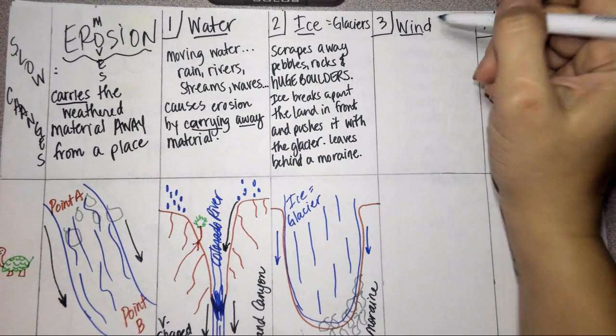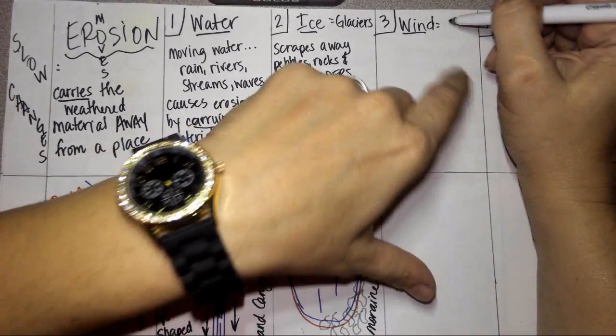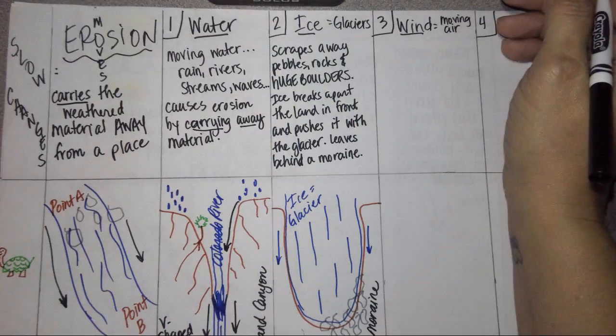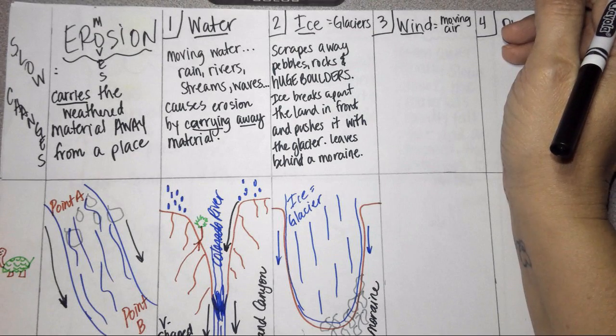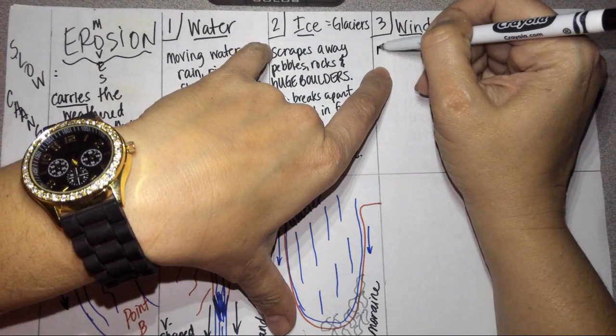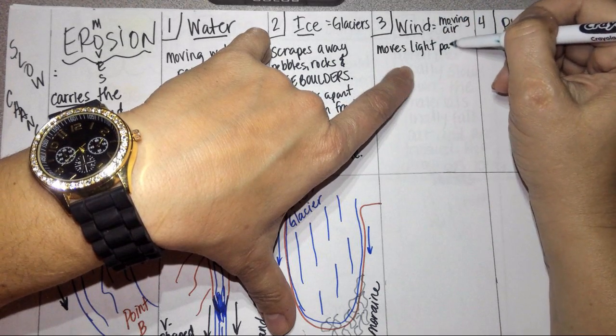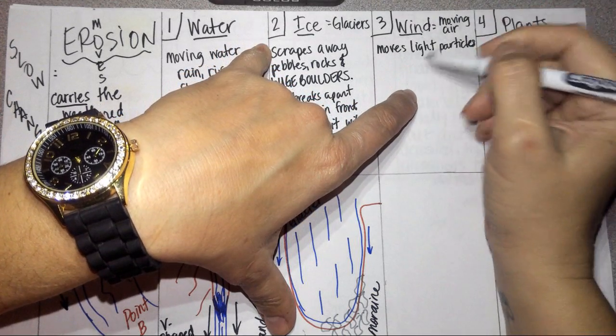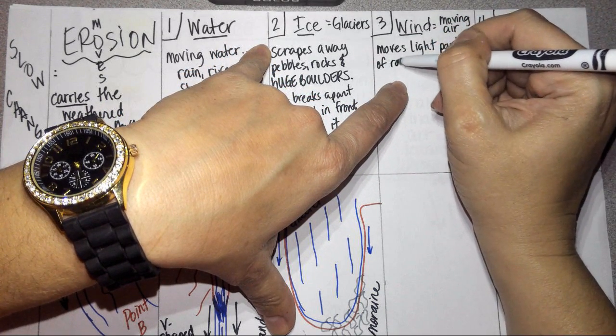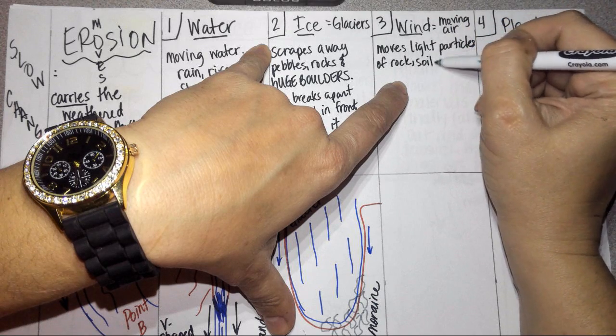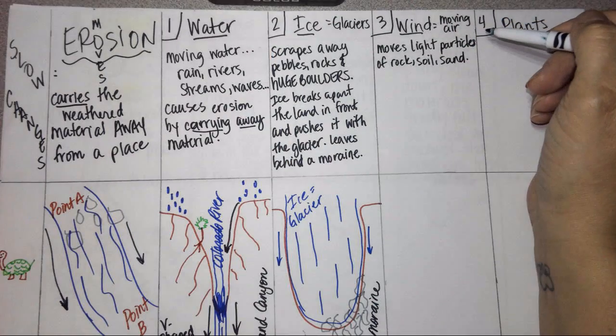Okay, and then the next one is our wind. And this is moving air, remember? Moving air. And so what this does is, you remember in the lab that we did when you were blowing through the straws onto the sand? Remember, it was only that top layer that went anywhere. So it was that really light stuff. So what this does is it moves light particles. Particles that aren't that heavy. Okay? Of rock, soil, sand especially. Okay?